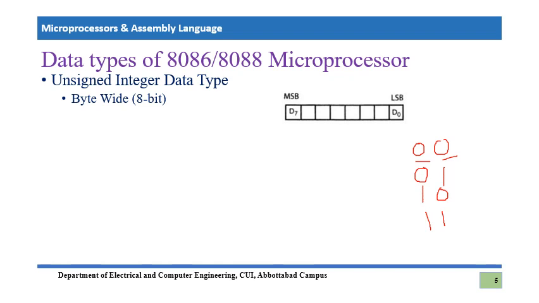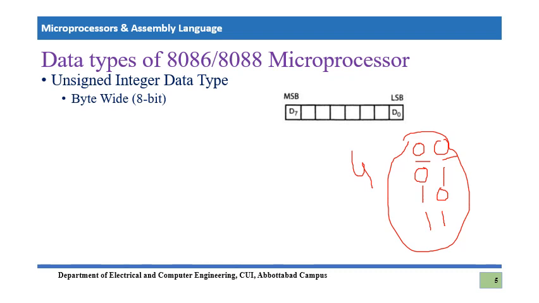What does it mean? If we are considering only 2 bits of information, then the information can range from 00 to 11. So in total, how many symbols are these? 4 symbols, because 2 power 2 is equal to 4.